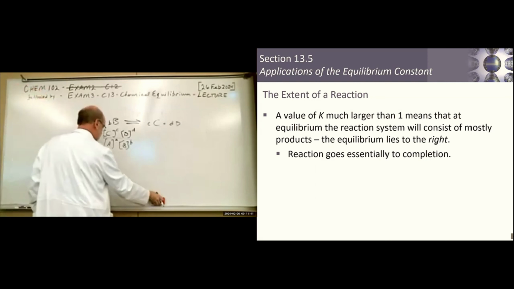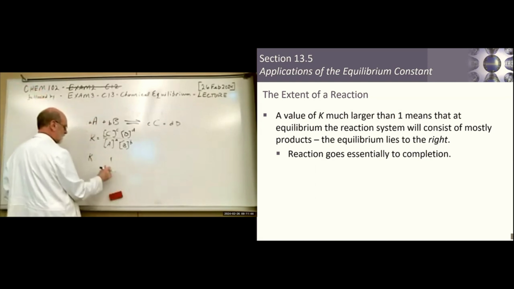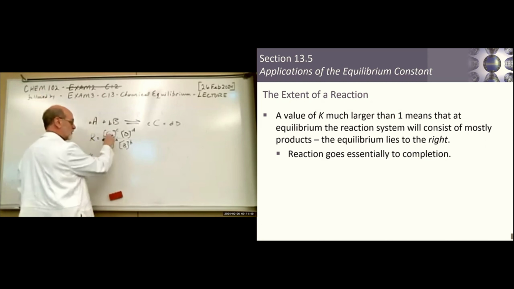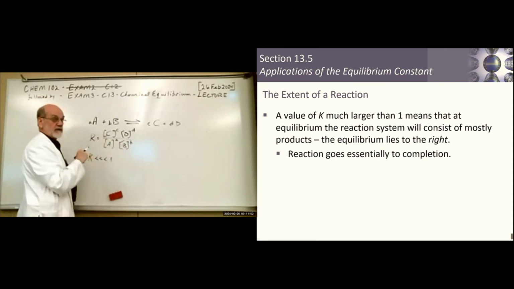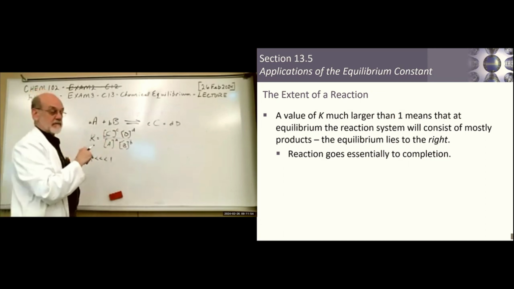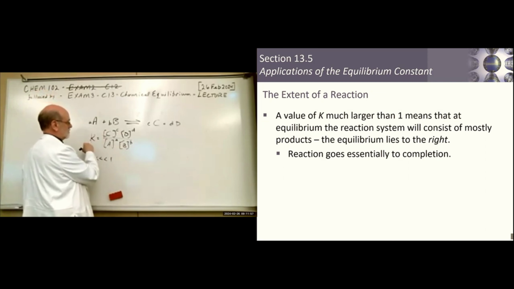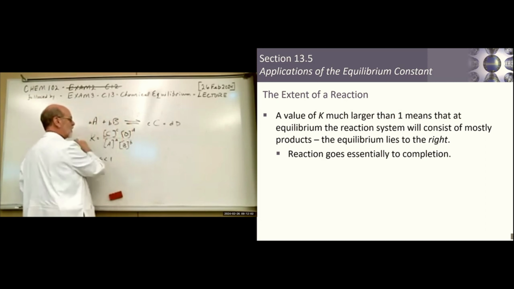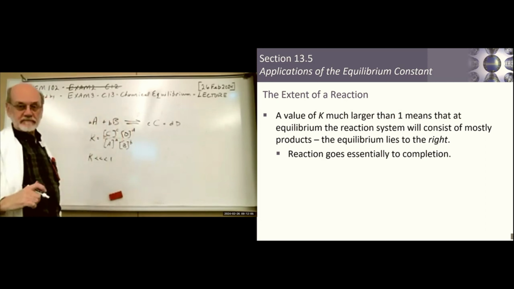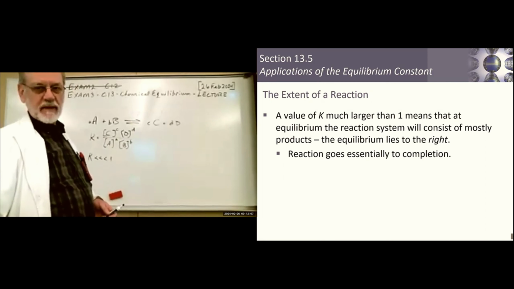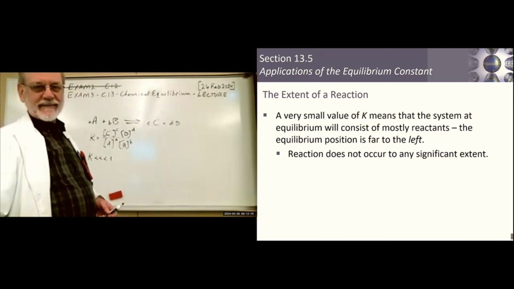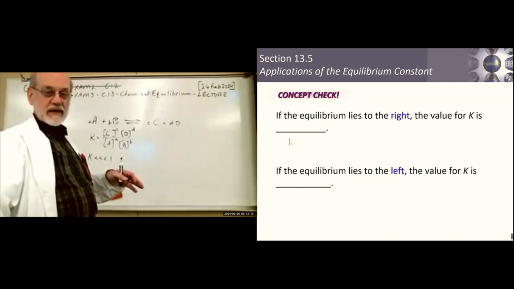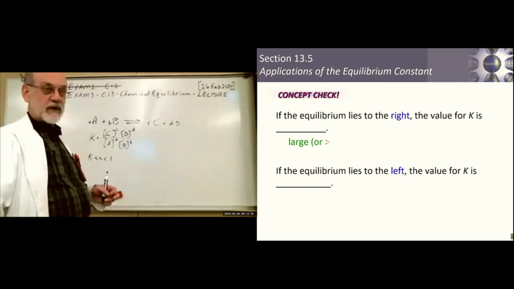If we went the other direction, say K is much less than 1, then the situation is reversed. You have very little product and mostly reactant still in the situation. So that means the reaction tends to be mostly to the left, as written. All right, so if the equilibrium lies to the right, the value K is large, greater than 1.